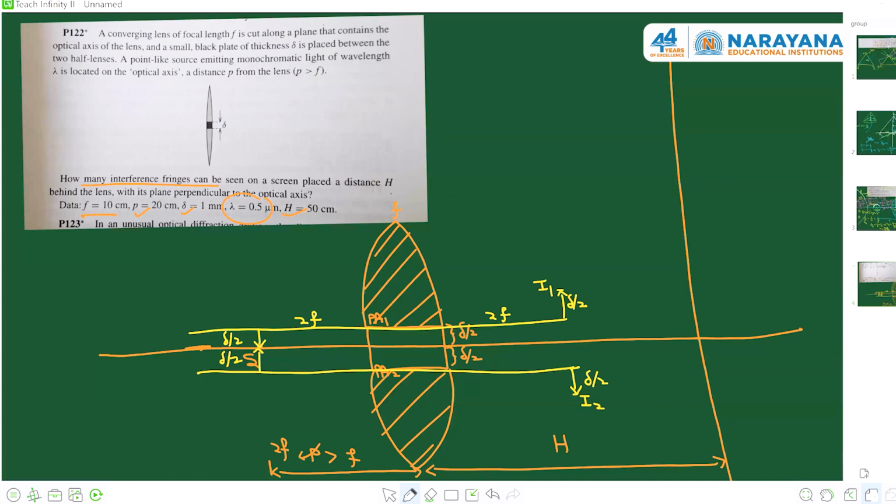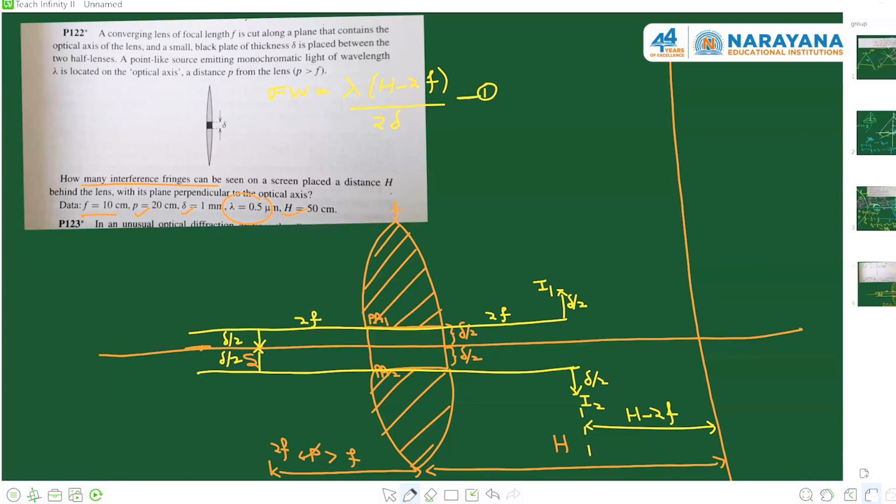Now, one thing that all of us understand, fine, if this is here, this distance is, like this was 2F, so H minus 2F. So, somebody can say that when you observe the pattern on the screen, your fringe width is lambda into that distance, H minus 2F, upon the distance between the two images, and that I suppose is 2 delta. That is equation number 1.